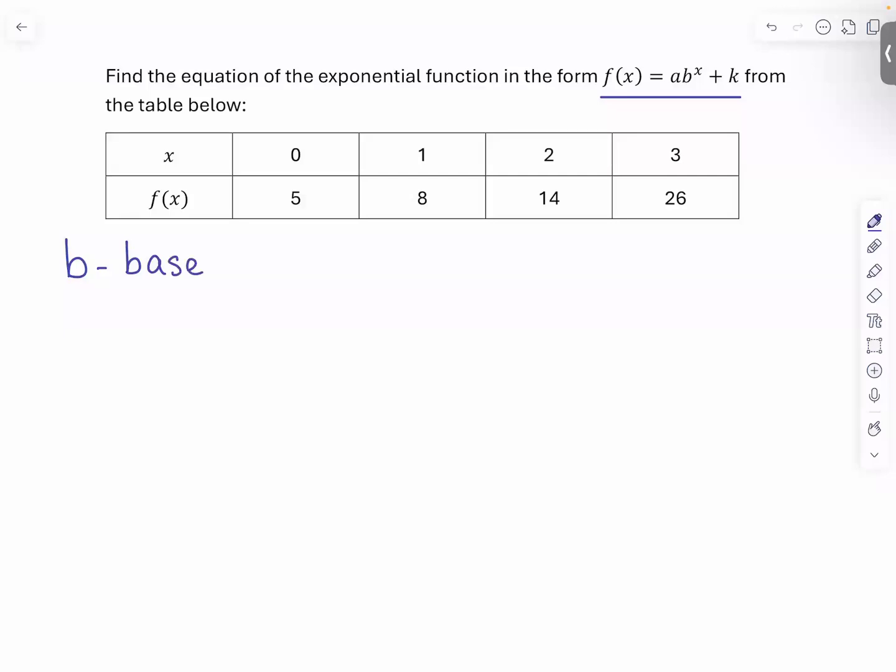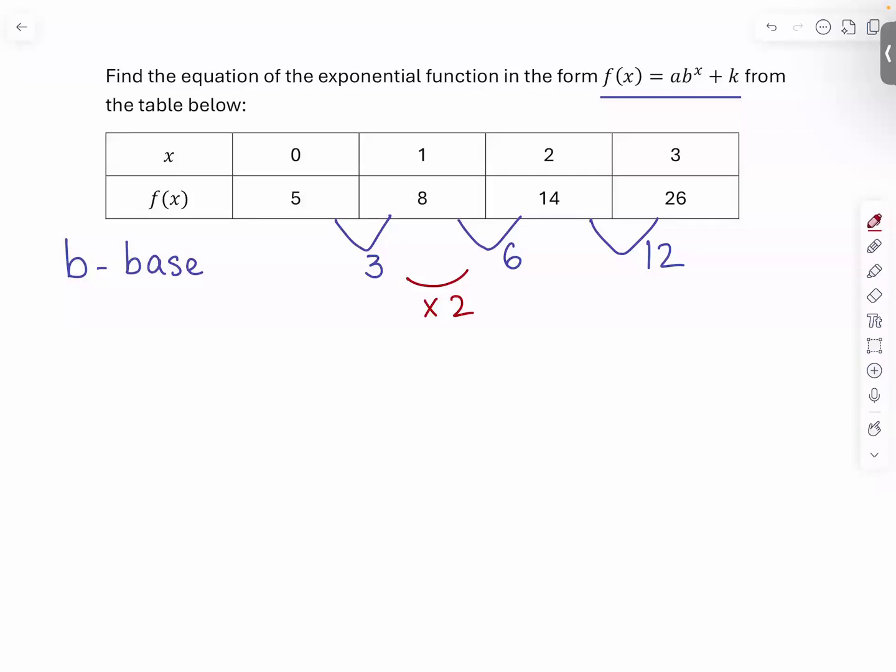So we're going to subtract the values of f of x. So 8 minus 5 is equal to 3. 14 minus 8 is equal to 6. And 26 minus 14 is 12. So now we're noticing that every number, when multiplied by 2, will give us the next value.